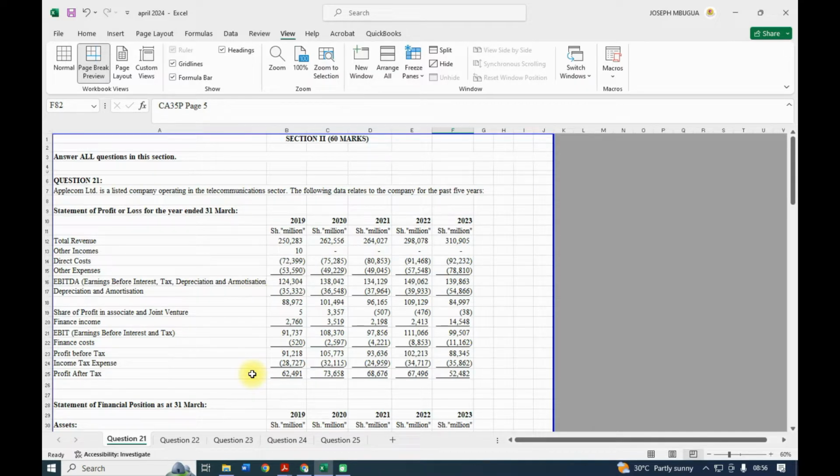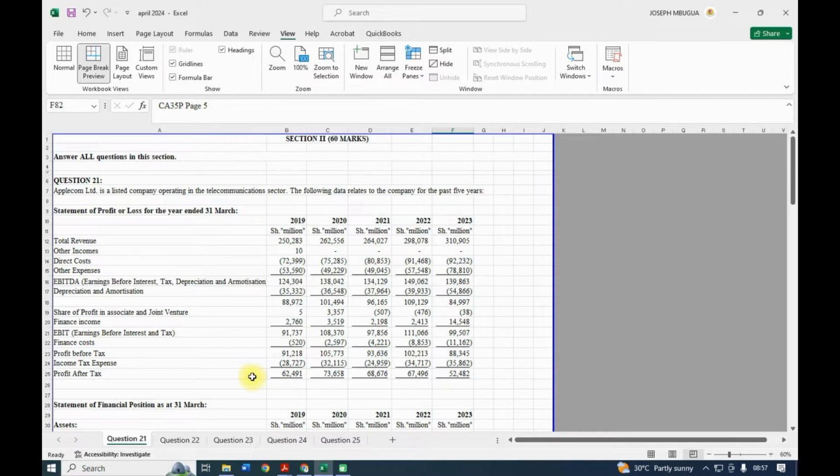Section 1 carries 20 marks, which was theoretical as usual. Then we have section 2. In previous sittings we had only two compulsory questions, carrying 60 marks, 30 marks each. But this time they tested three questions, and the main reason is that management accounting became a compulsory unit from this year.